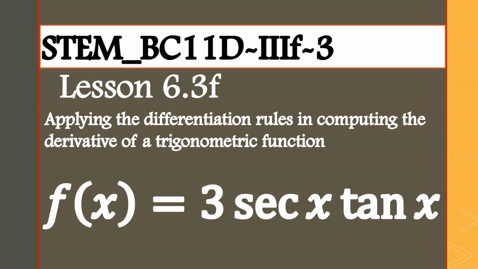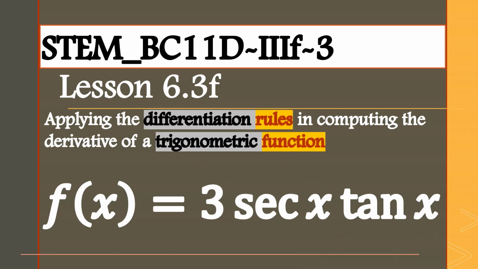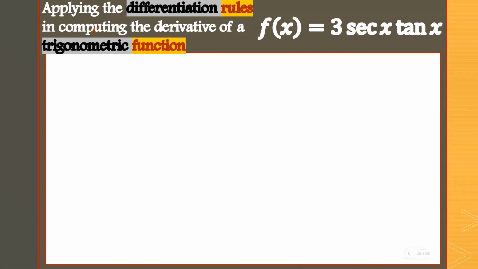Let's apply the differentiation rules in computing the derivative of this given function. This function contains a product of two different trigonometric functions. Hence, we really need to remind ourselves of the appropriate differentiation rule specific to them. Our given function is 3 times secant x times tangent x.